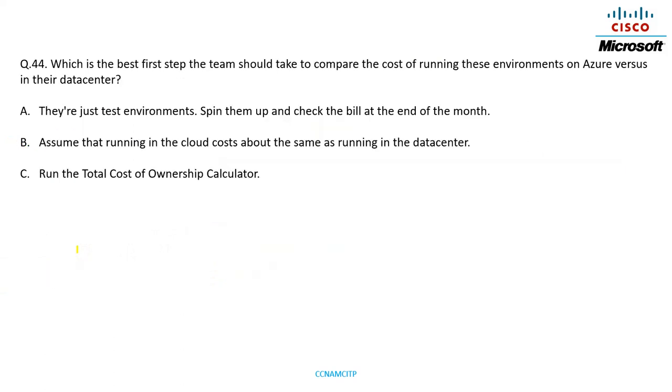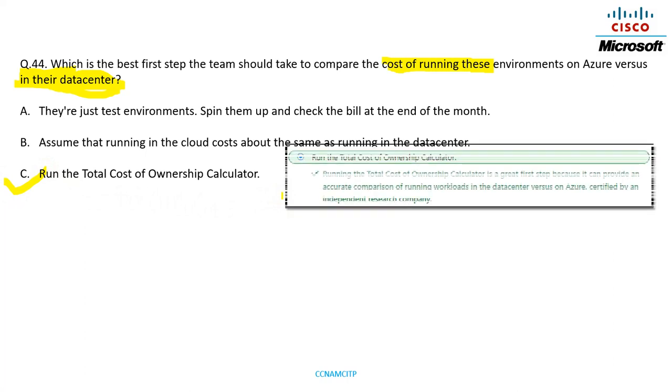Now, which is the best first step the team should take to compare the cost of running these environments on Azure versus data centers? So you have to compare between a physical data center on premises and cloud. So what you can use, run the total cost of ownership calculator. Okay, let's see. Yes. So guys, here I will tell you there are two things here. One is comparing. If you are comparing, then use the total cost of ownership calculator.